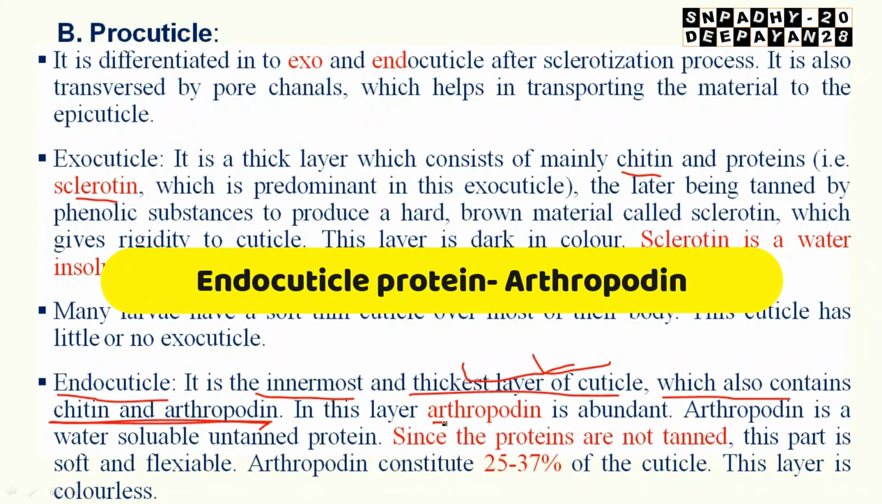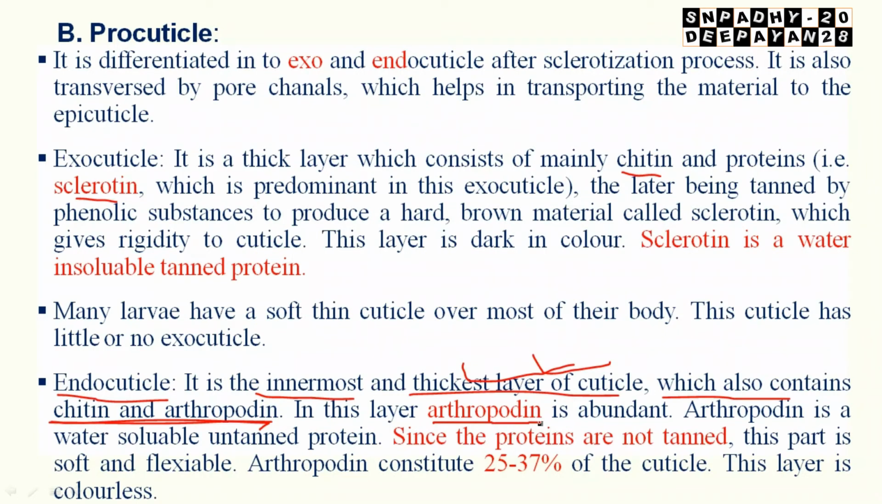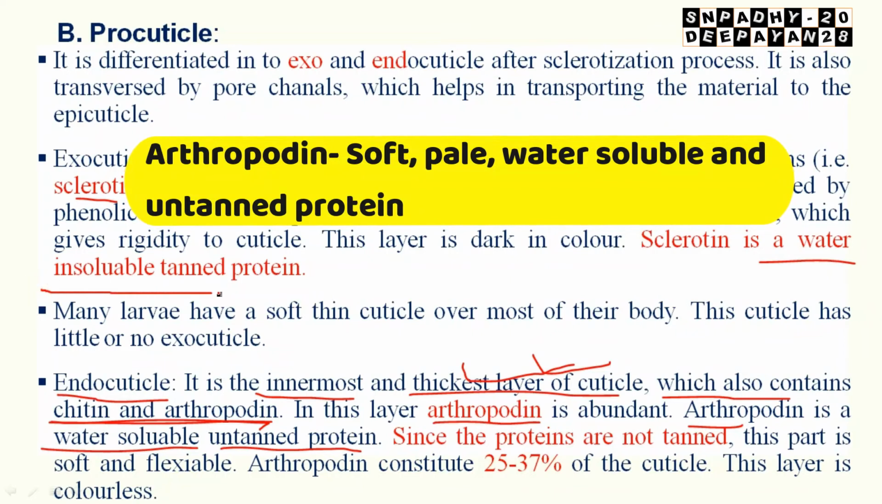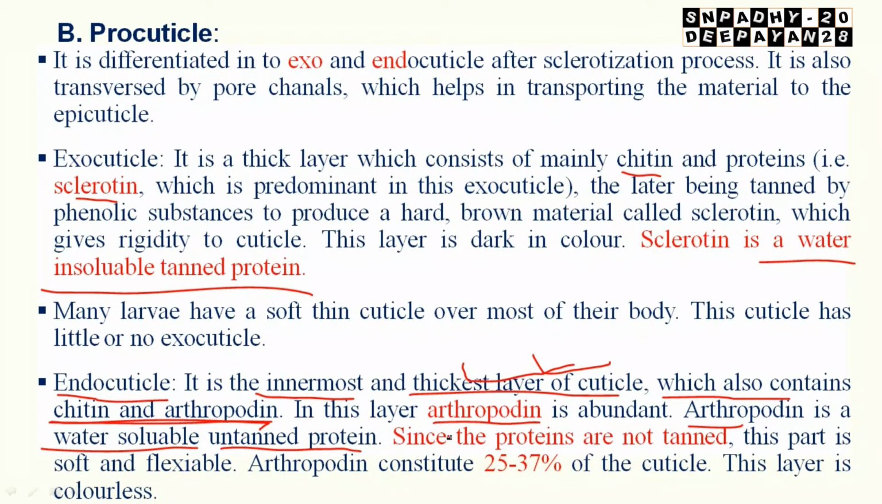In that layer, sclerotin was abundant in the exocuticle. In the endocuticle, arthropodin is abundant. Arthropodin is the reverse. It is a water soluble, non-tan protein, but sclerotin is a water insoluble, tan protein. Since the proteins are not tanned in case of endocuticle, this part is very soft, flexible, and colorless. If sclerotin is not there, they are colorless. This is an important short question.